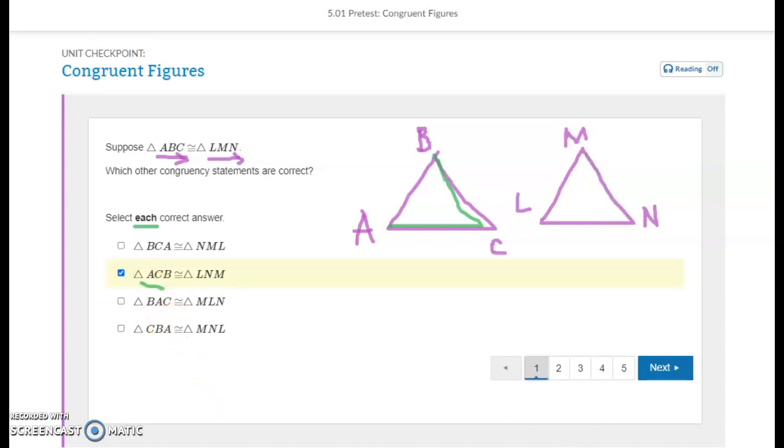Next one, let me erase my marks there. We have BAC is congruent to MLN. That seems to be correct as well. It's in the same order. And then last, just double checking, CBA is congruent to MNL. Not in the same order. These are going to be our correct answers. Let's move on to the next one.